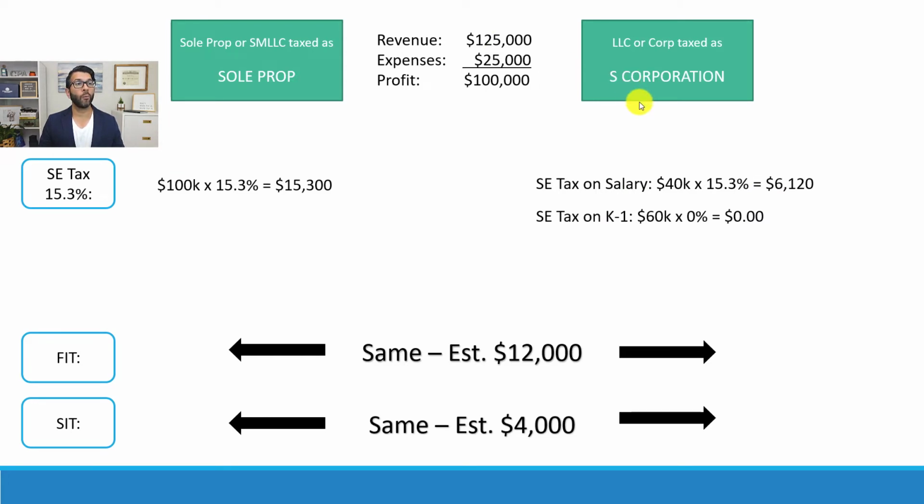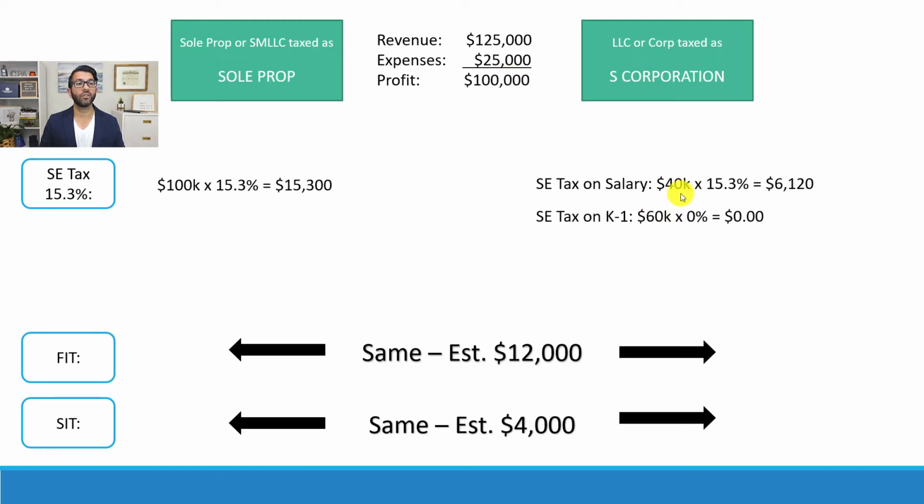If you're deploying the strategy with your business, on the $100,000 of profit you're going to split that $100,000 into two separate buckets. I'm going to call that a salary here. You may hear that referred to as reasonable compensation. And the other is what the tax form is called a K-1, which is like a distribution of the profits from your business. So the $40,000 that you take as a salary in this example, and the $60,000 that you take as a distribution, still equals the 100 grand, right?